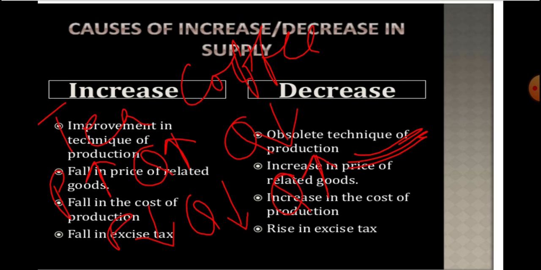So let me recall all these points. I will discuss the causes of increase in supply. The very first, improvement in technique of production. Second, fall in price of substitute goods. Then rise in price of complementary goods, then fall in cost of production, then fall in excise taxes. The opposite causes are responsible for decrease in supply. So with this, the topic is over.